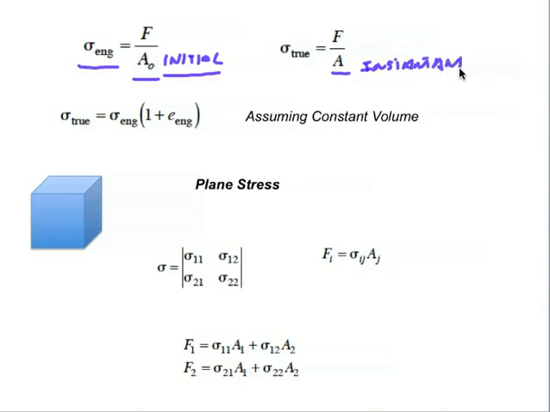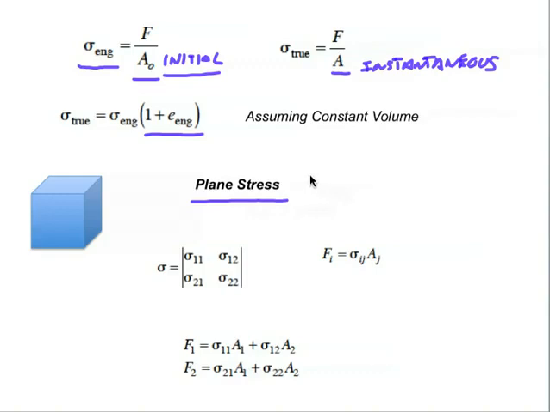In this particular case, the true stress actually allows for the instantaneous area. So it's the instantaneous or the true area. Okay. If we assume constant volume, these two stresses can be related to one another just simply by multiplying the engineering stress by 1 plus the engineering strain. Straightforwardly, that is the definition of the relationship between the two. And it does rely on the assumption of constant volume, which it turns out is not true that often.